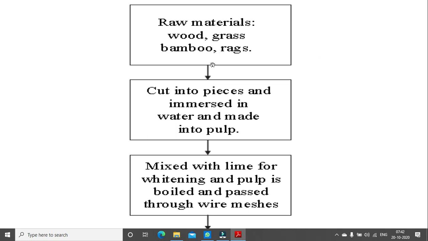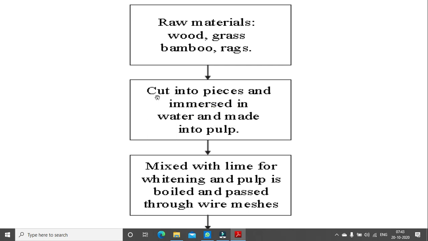Now what is done to the raw material? So this is the next step. So you make an arrow: cut into pieces, immersed in water and made into pulp. Now here, this is something I just picked up from the net because I was really struggling to make so many charts and all. So I just picked up one or two ready-made from the net. Especially the diagrams, yes.